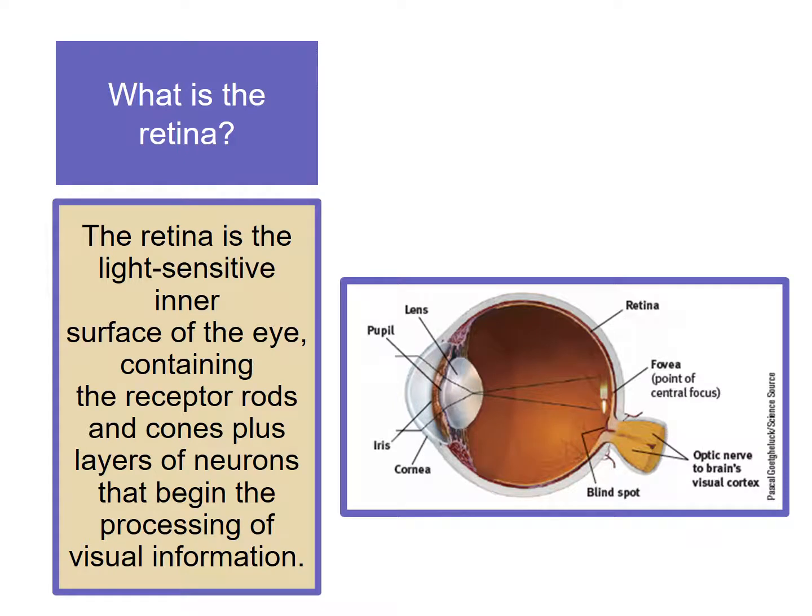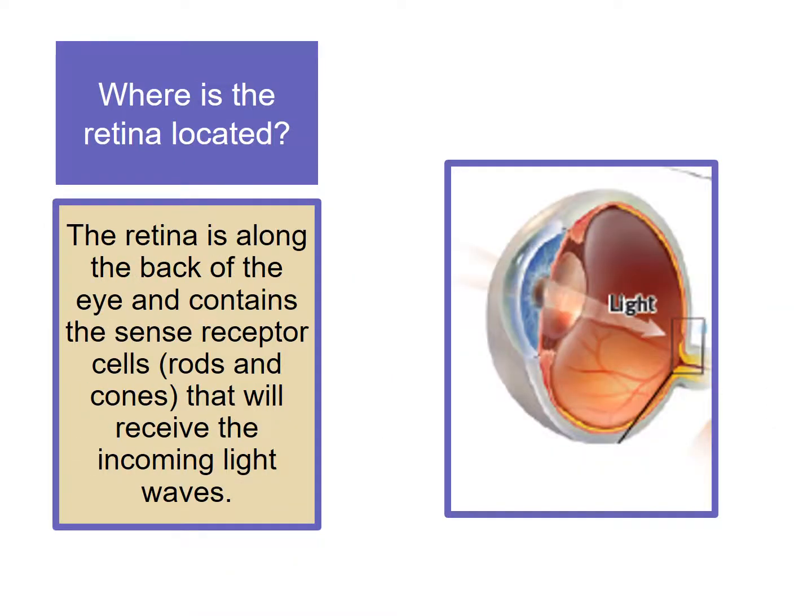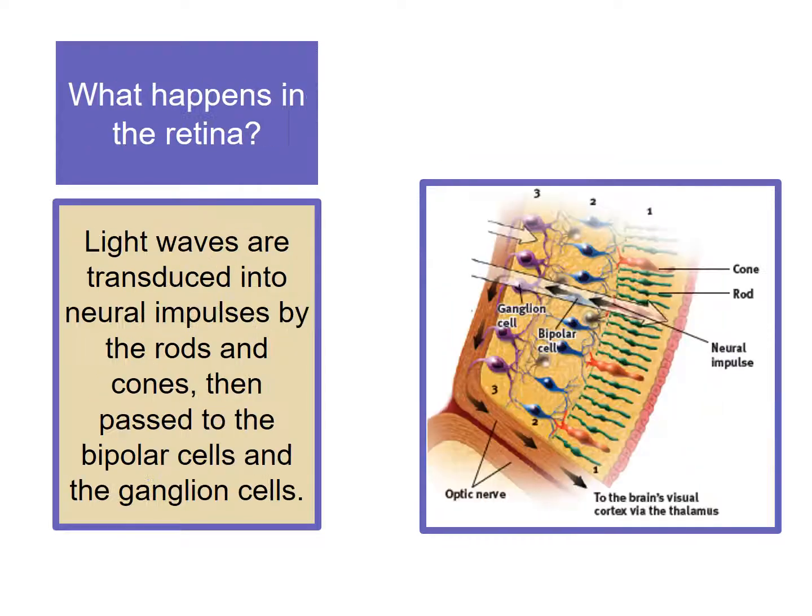If you see in the diagram out to the back, you see the retina up at the top on the right, and then at the bottom on the right, you see the optic nerve to the brain's visual cortex. The retina is located along the back of the eye and contains the sense receptor cells. These are rods and cones that receive the incoming light waves. Light waves are transduced into neural impulses by the rods and the cones, and then they're passed on to bipolar cells and ganglion cells. Really, you just need to know that they're passed on to cells.